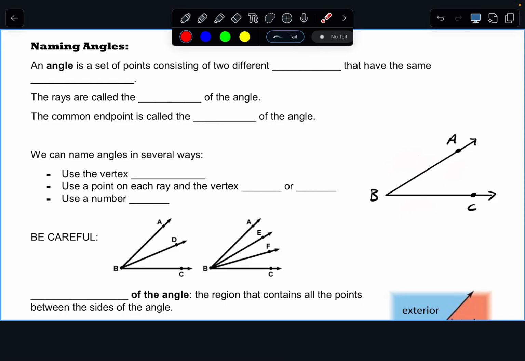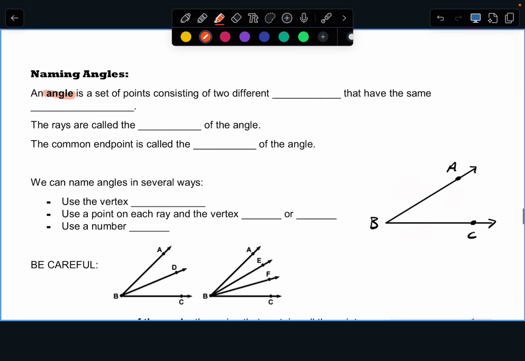That we can see, we can draw them, we can write about them. We're learning a new one today. It's called an angle. You've probably at least heard the word before. But an angle is a set of points that consists of 2 different rays that have the same endpoint. So let me draw that out for you.